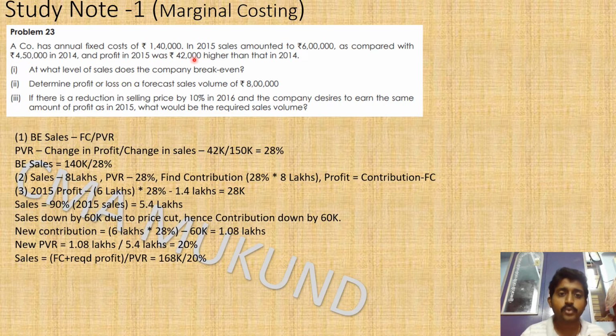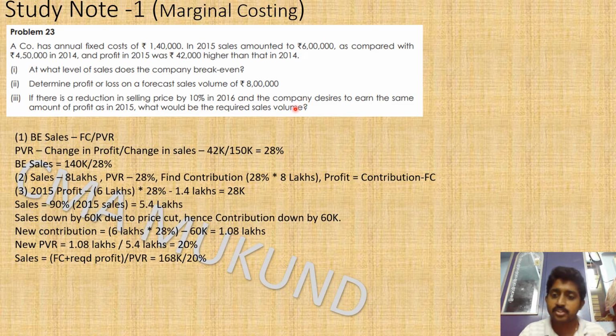In 2015 the sales is 6 lakhs. On 6 lakhs, the PV ratio is 28%. So 28% of 6 lakhs is the contribution, minus 1.4 lakhs which is the fixed cost. So a total of 28,000 rupees is the net profit that we have earned in 2015. Now what does the question say? The company desires to earn the same profit in 2016 also. So we want a profit of 28,000 rupees. So that portion is answered.